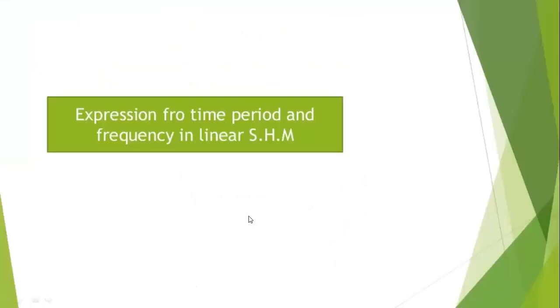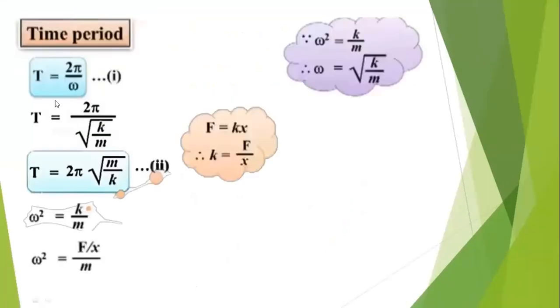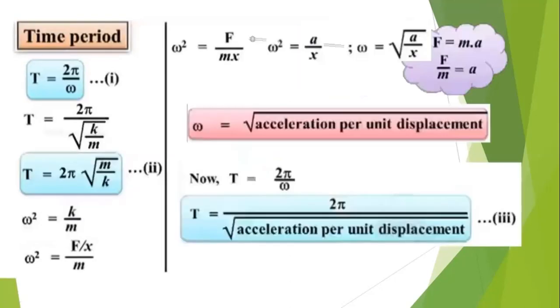Next one, the expression for time period and frequency. The time required to complete one complete oscillation is known as the periodic time. Put the value of omega, which is under root k upon m. So T is equal to 2 pi under root m upon k, where m is the mass and k is the force constant. Calculate the equation of frequency also.